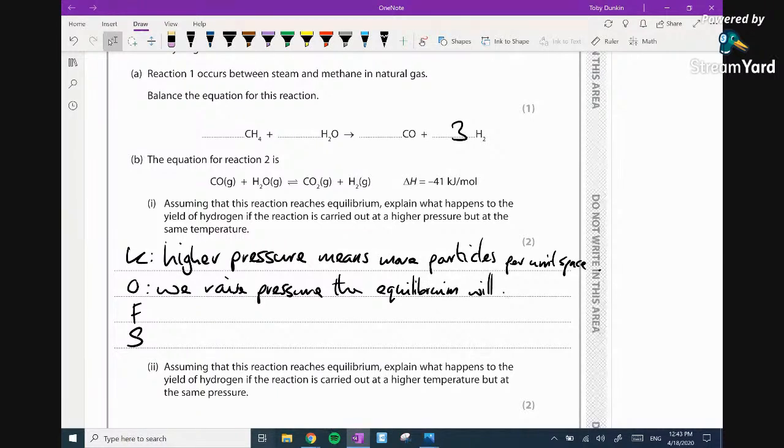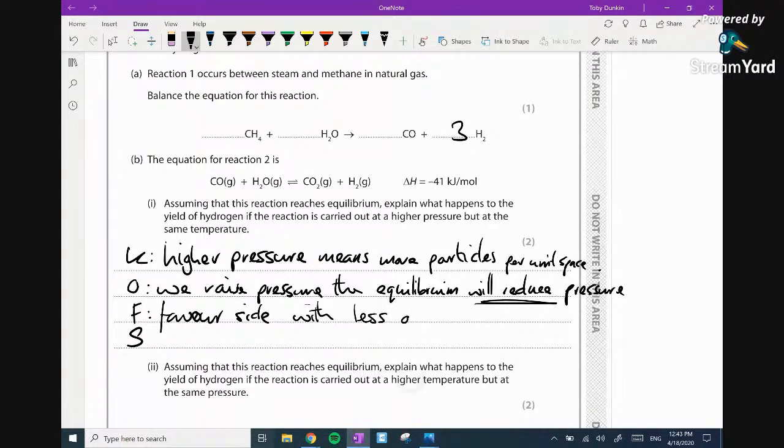will reduce pressure. Do you know that's one of the most lost marks in the whole of chemistry, from GCSE all the way up to A level? No one ever says it properly to get the mark. We raise the pressure, the equilibrium will reduce the pressure. The O stands for oppose, if you don't know. Next, favor. How will it reduce pressure? It's going to favor something. The equilibrium will favor the side with less gas.